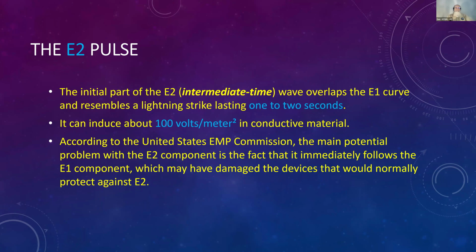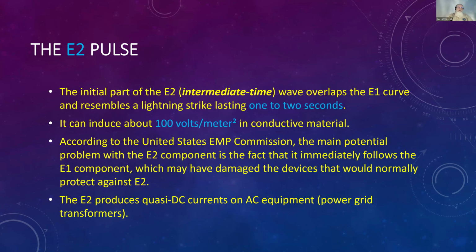But here's the problem with having the E2 follow the E1. According to the EMP Commission, the main potential problem with the E2 component is the fact that it immediately follows the E1 component, which could have damaged the devices that were normally used to protect against electrical strikes, right? Lightning strikes. So that is why the E2 pulse will come into play.